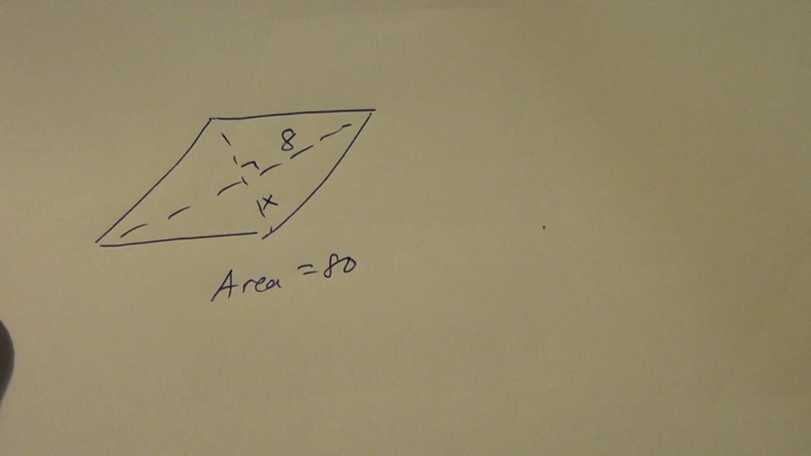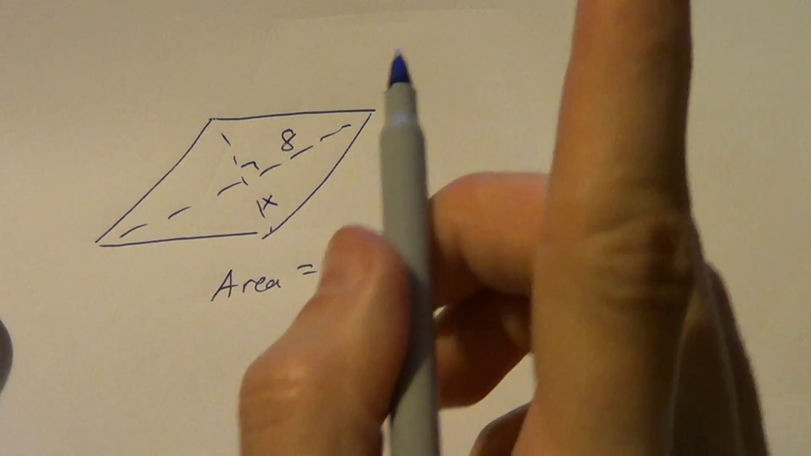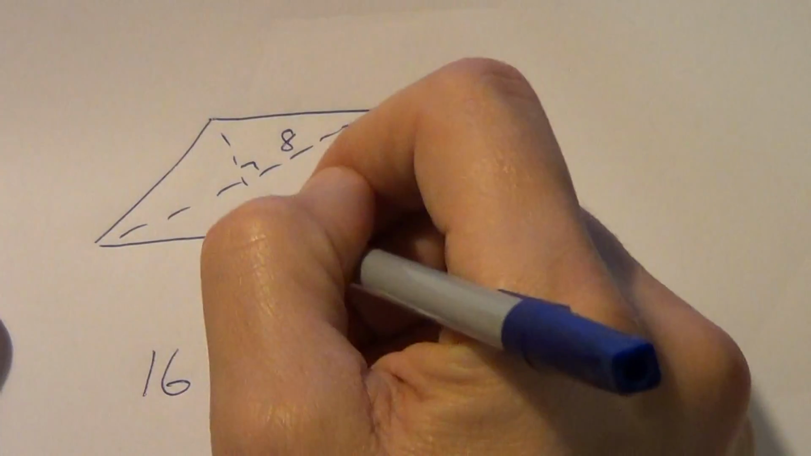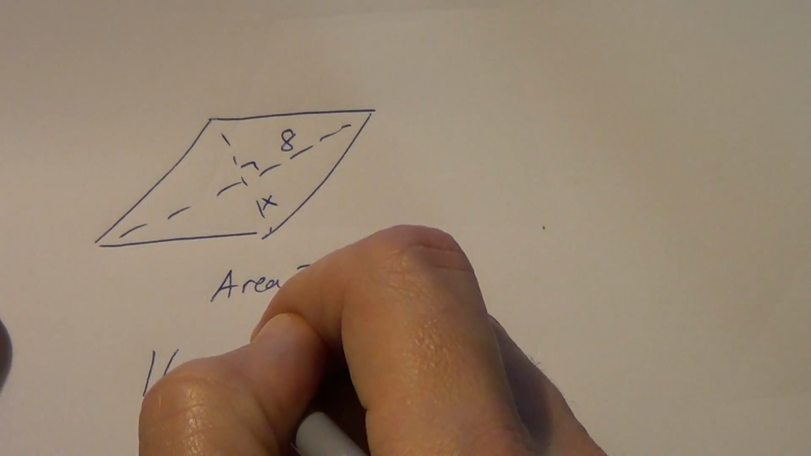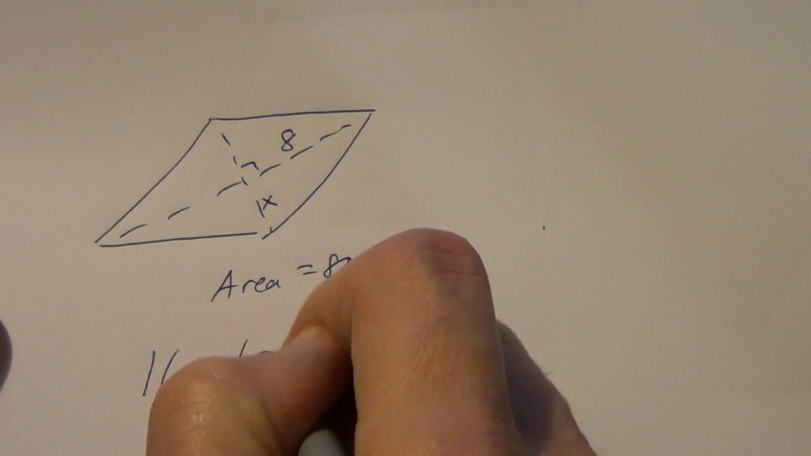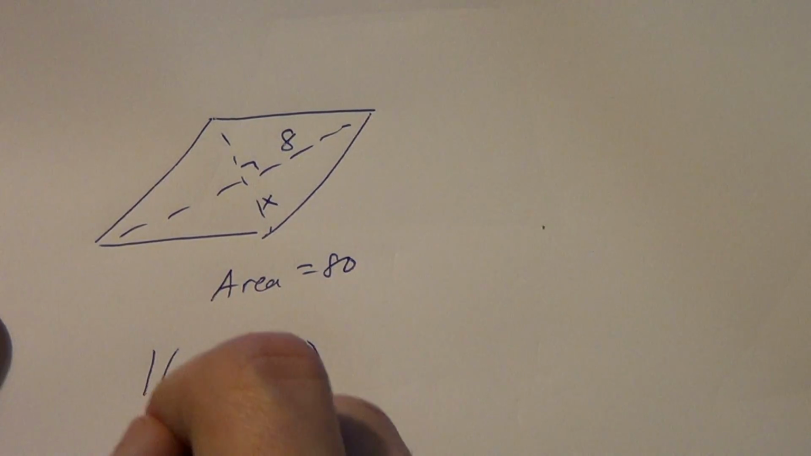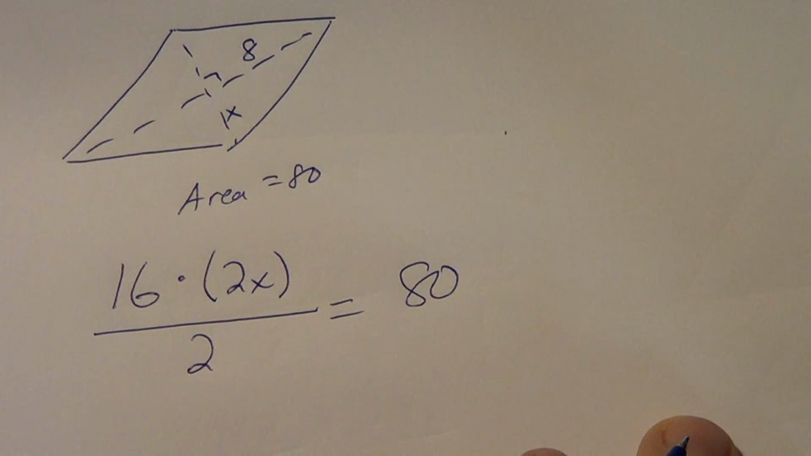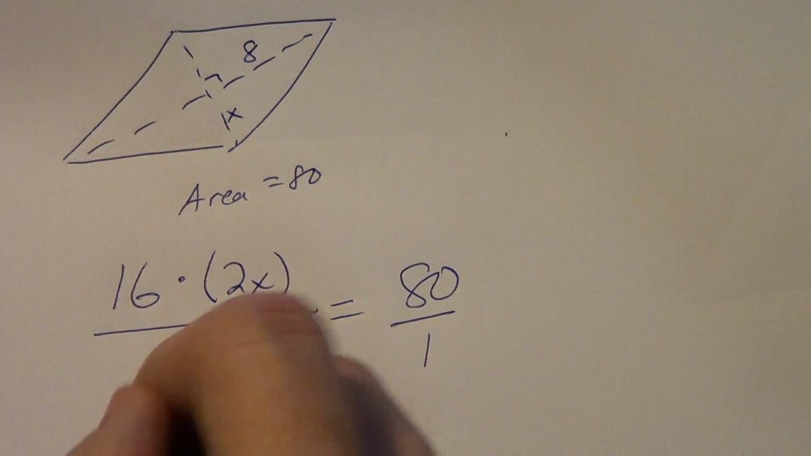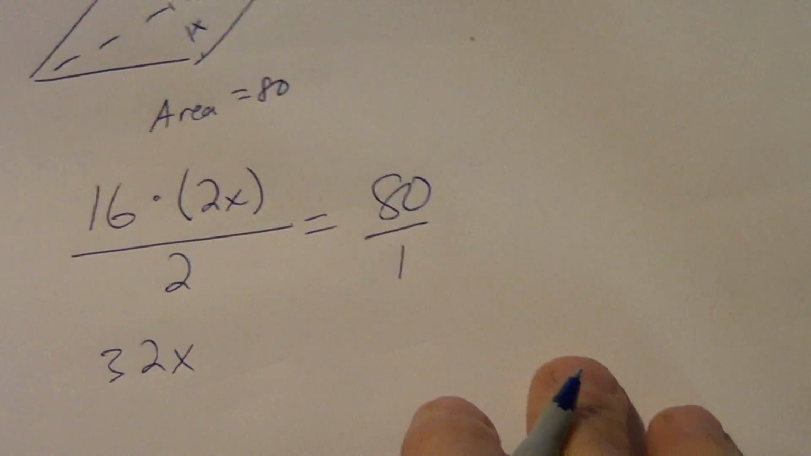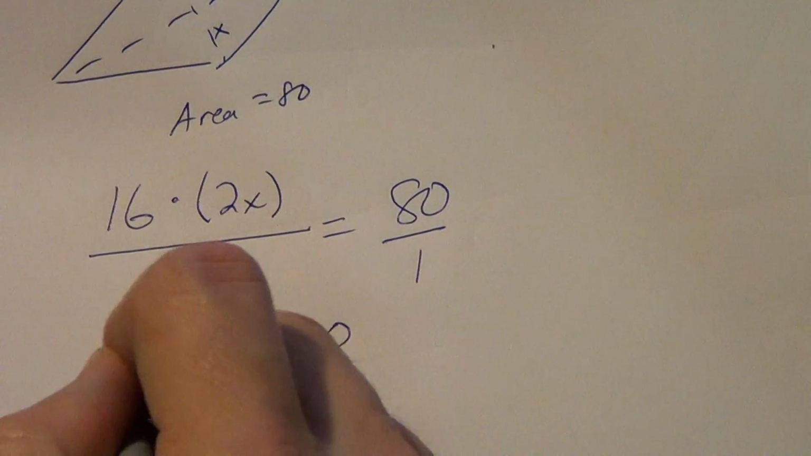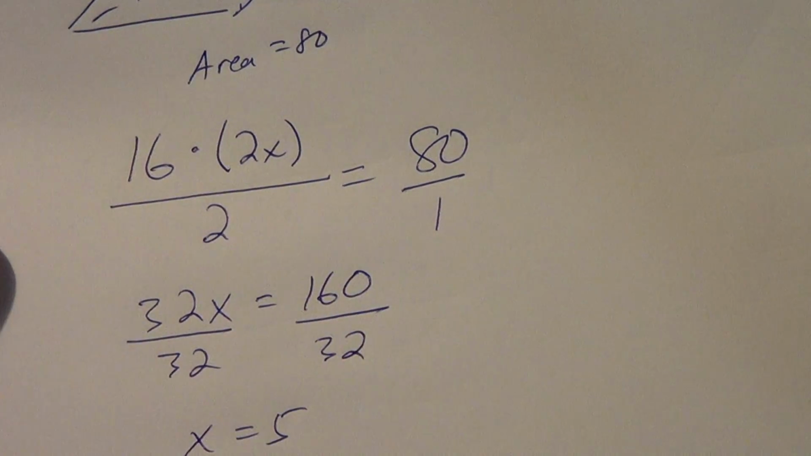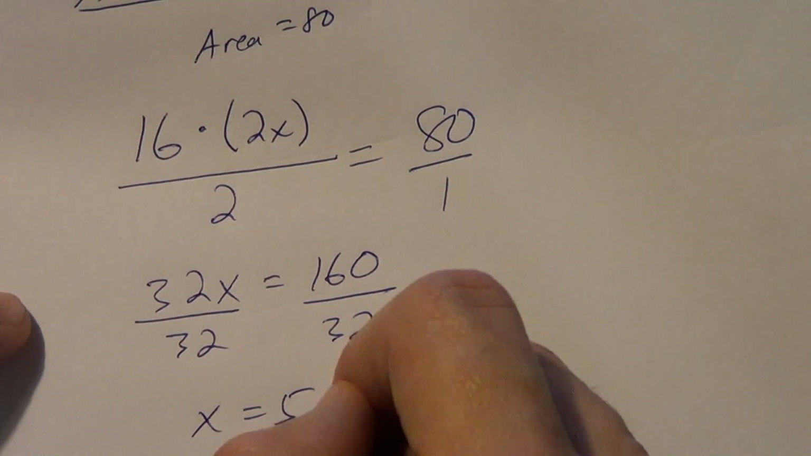All right, so diagonal 1, the whole diagonal, remember it's bisected in any kind of parallelogram, so 16 times diagonal 2, which is x plus x. X plus x is 2x over 2 equals area. I'm going to put this over 1, cross multiply. 16 times 2x is 32x. 80 times 2 is 160. Divide by 32, divide by 32, x equals 5. It said it was meters squared, so meters.